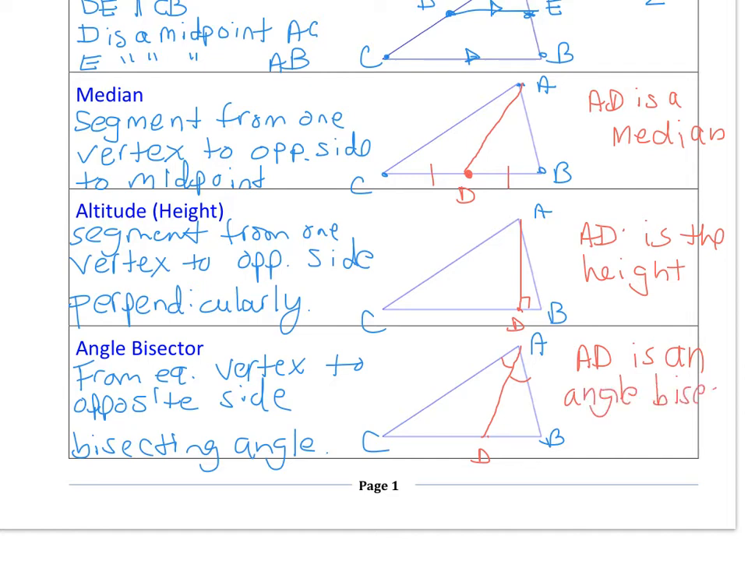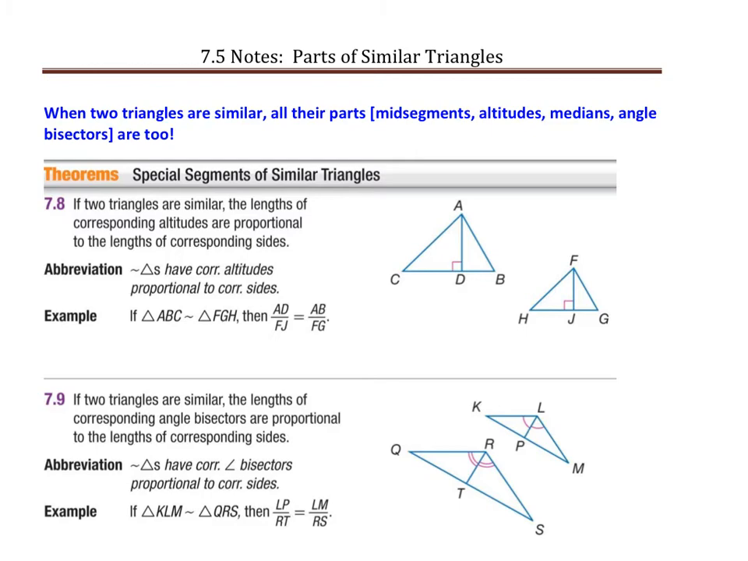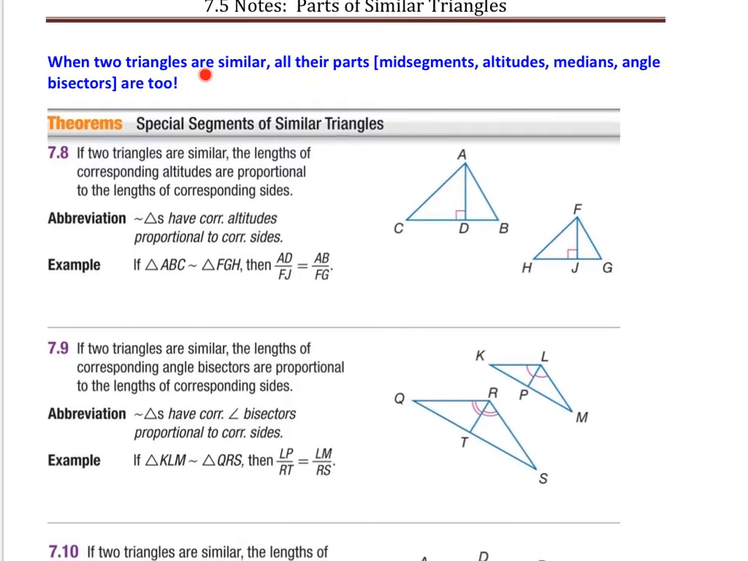And it's specifically bisecting angle CAB. All right, great. So what is the theorem that we're going to look at? Well, when two triangles are similar, all their parts are proportional at the same proportionality as the sides. So pretty simple concept.